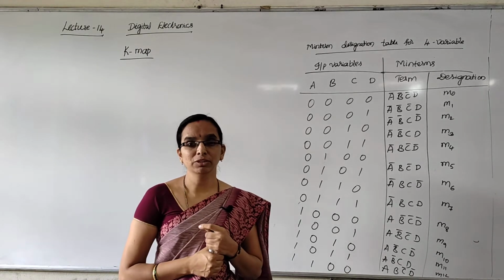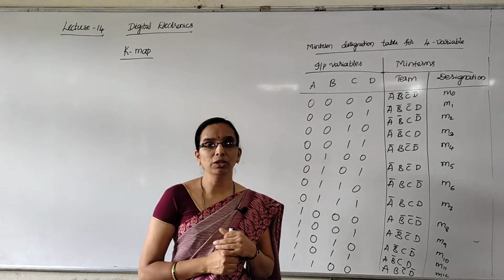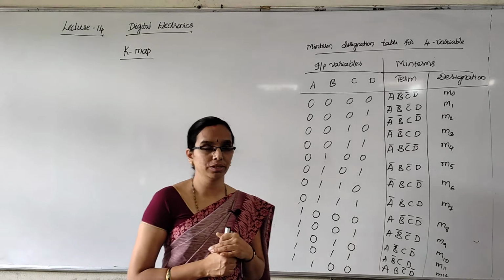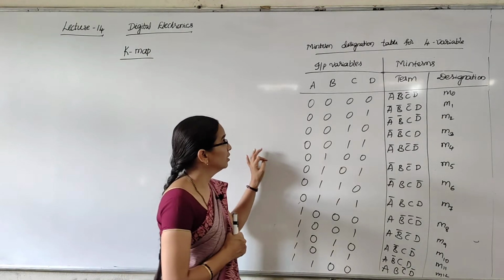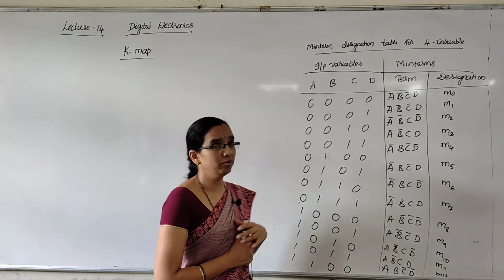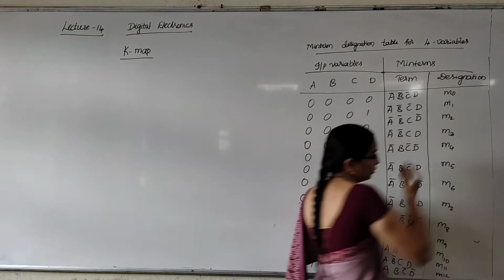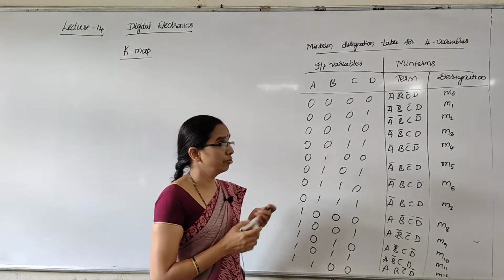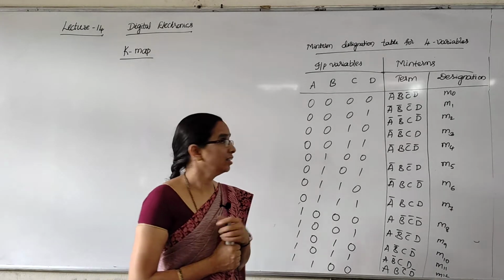truth table. If a truth table is given for 4 variables, how to plot the K-map, that we will see today. Before that, yesterday I gave an assignment, that is the min-term designation table for 4 variables. For 3 variables we have already seen. For 4 variables some students told me they did not get that.